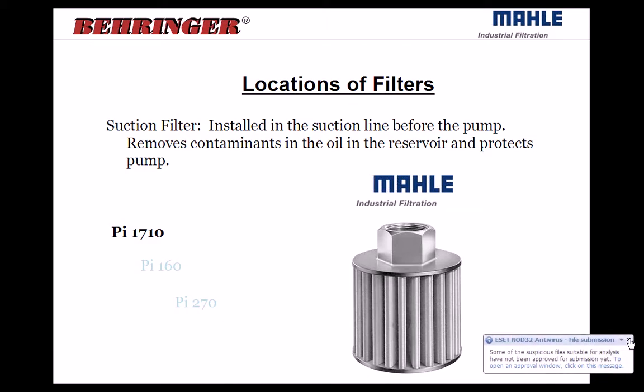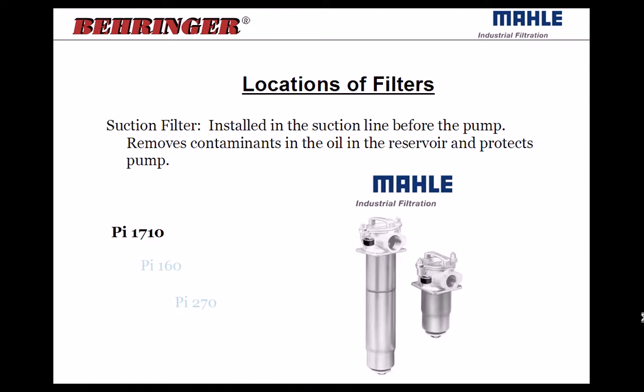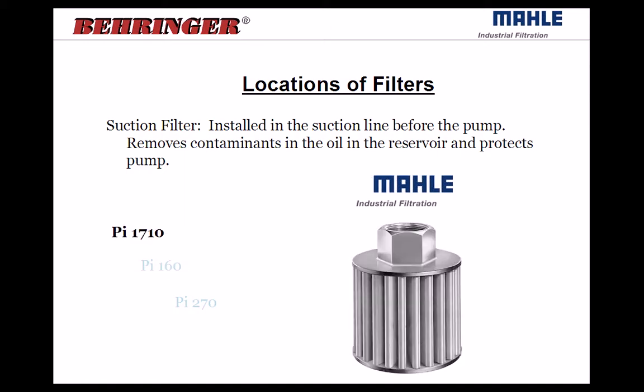So if you look at the Mahle filter product line, here's a suction strainer, which is very common. Instead of having an entire filter, you can just have a suction strainer on the line in the reservoir, and typically this is 100 or 200 micron, and it's available in various sizes. One thing with the suction strainer is there's no way to know when to change it or when to clean it, and it's located inside the reservoir, so you really don't see it. It's one of those out of sight, out of mind type of filters.